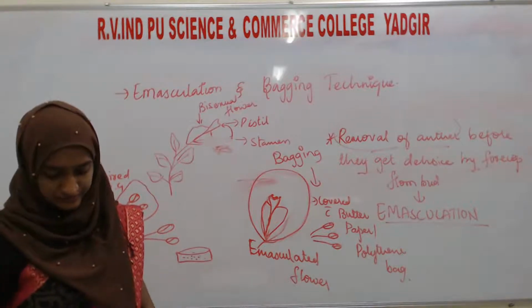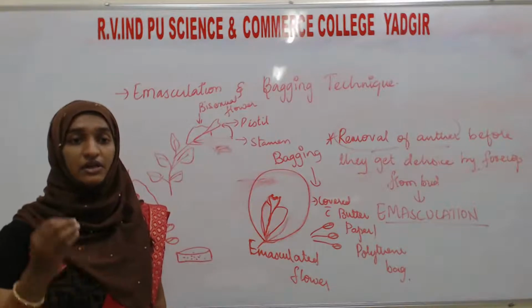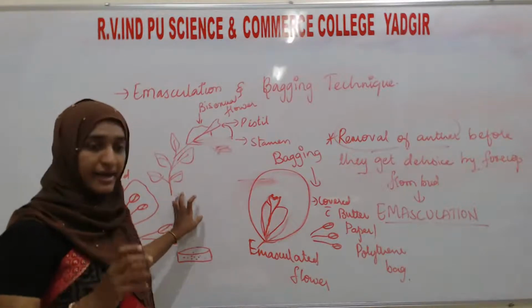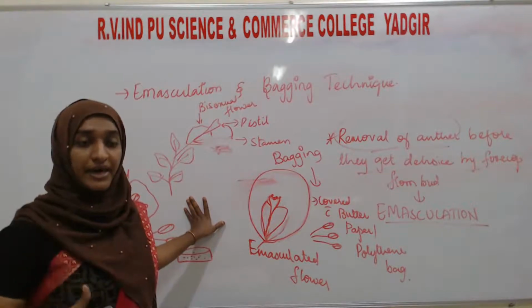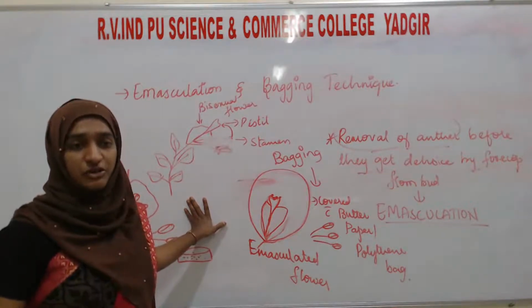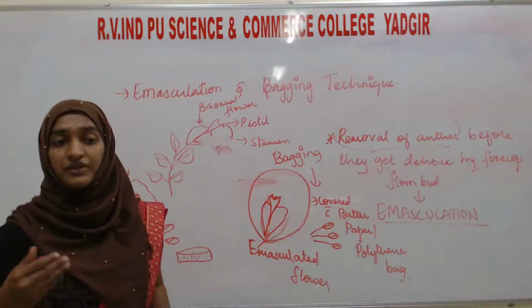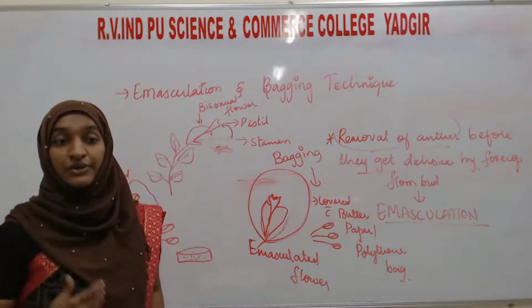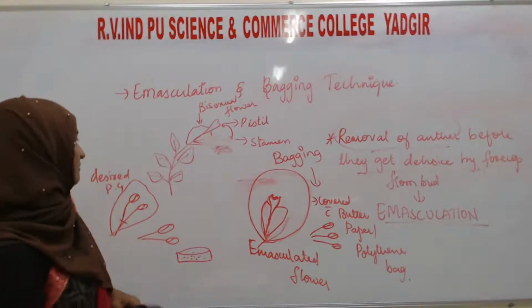The next point: all these things we are talking about apply if the female parent plant has a bisexual flower. In that condition, all these things take place. But what happens if the female parent bears a unisexual flower? Let's see here.